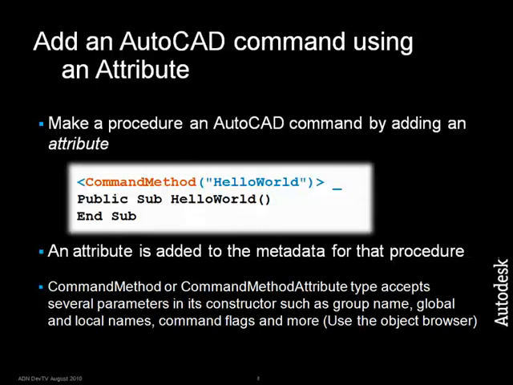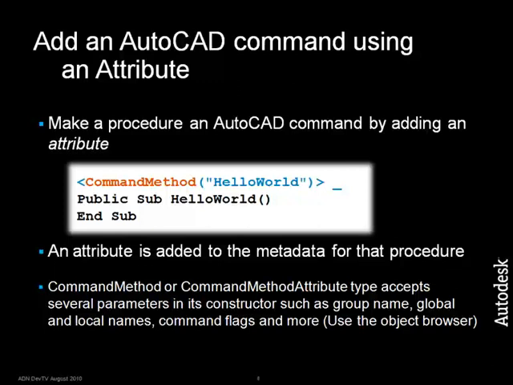To add an AutoCAD command, you use the CommandMethod attribute. In this example, a command HelloWorld is created. When the user types HelloWorld on the command line, the procedure HelloWorld will be called. Keep in mind that the name of the procedure and the name of the command do not have to be the same as in this example. The attribute is added to the assembly as metadata, and this is used by AutoCAD to add the command.